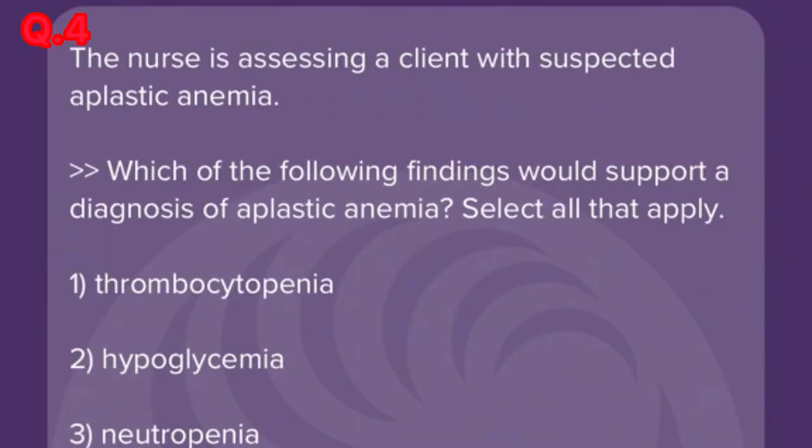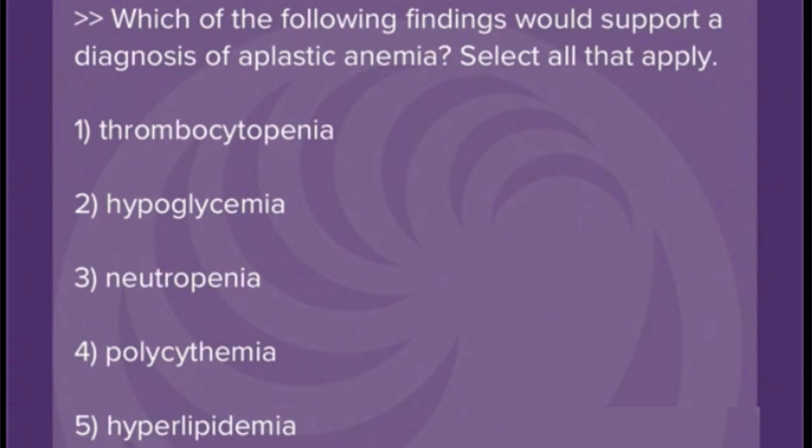The nurse is assessing a client with suspected aplastic anemia. Which of the following findings would support a diagnosis of aplastic anemia? Select all that apply. Be sure and drop those answers in the comments. Option 1, thrombocytopenia. Option 2, hypoglycemia. Option 3, neutropenia. Option 4, polycythemia. Option 5, hyperlipidemia.